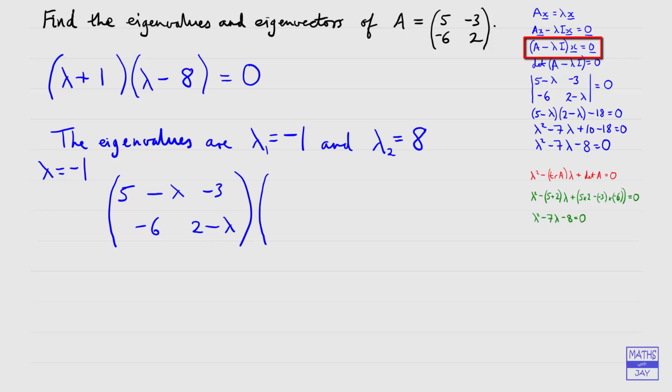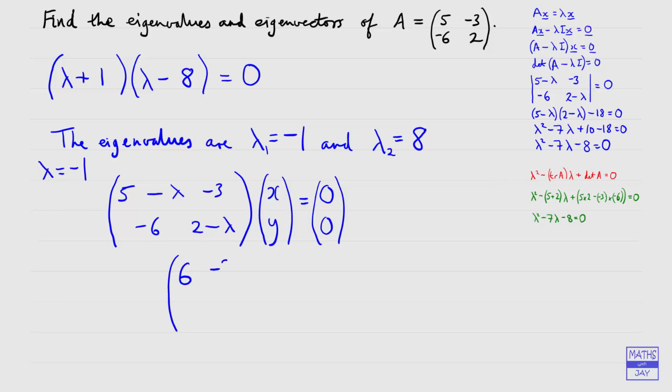And then the vector x can be written as x, y, and that's equal to the 0 vector. So we're substituting in lambda is minus 1. So we've got 5 minus negative 1, which will be 6. The minus 3 and the minus 6 not affected by lambda. 2 minus negative 1 is 3. And multiplying x, y gives us the 0, 0 vector.